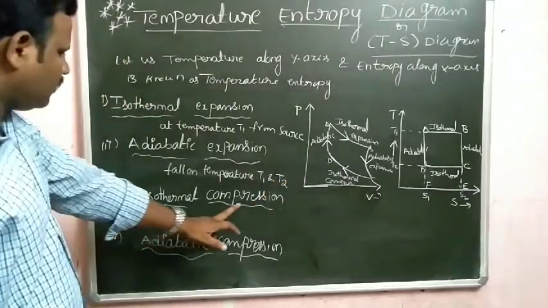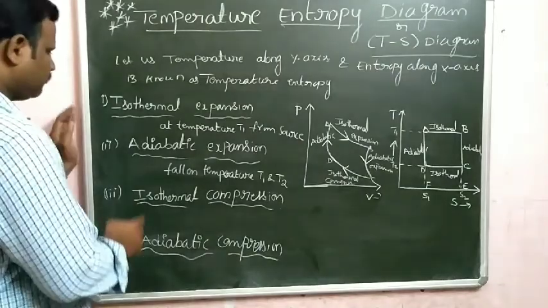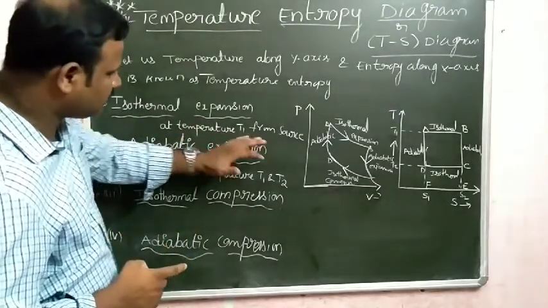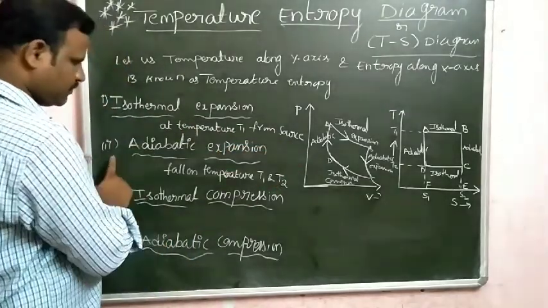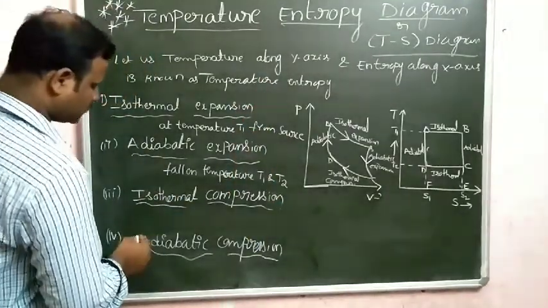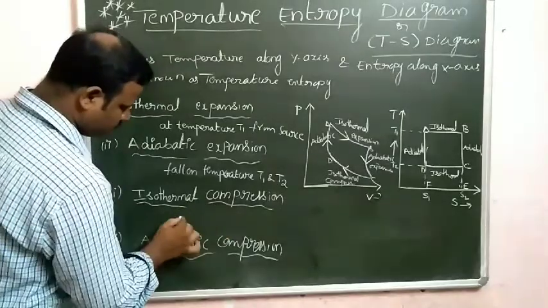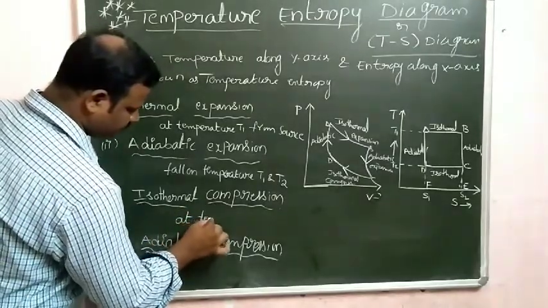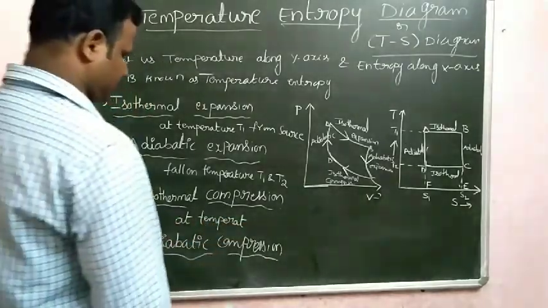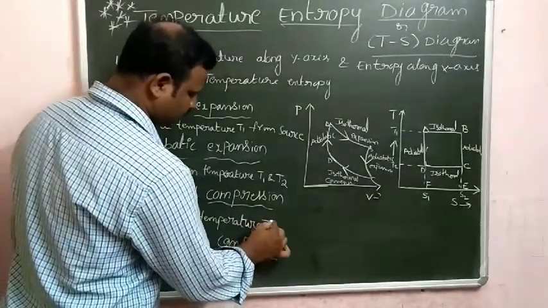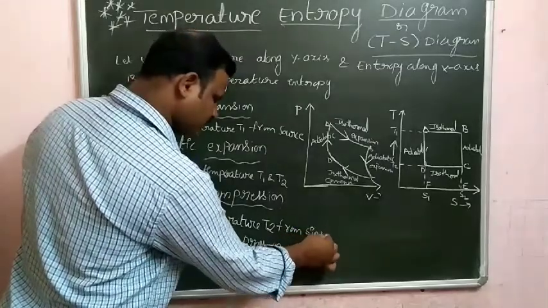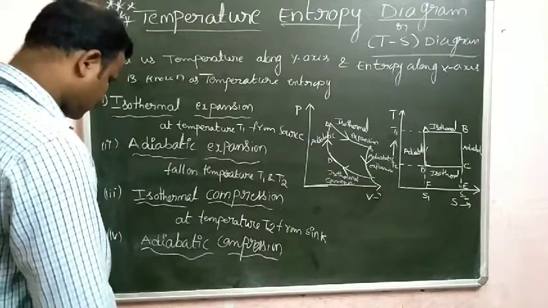Next, isothermal compression. Isothermal expansion at a temperature T1 from source, and adiabatic expansion falls from temperature T1 to T2. Next, isothermal compression, heat rejected at a temperature T2 to the sink.